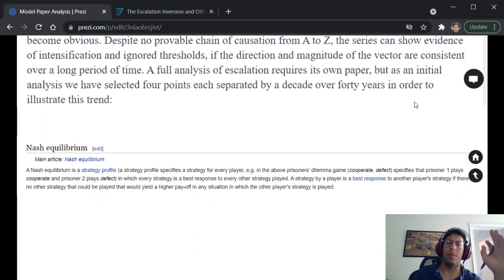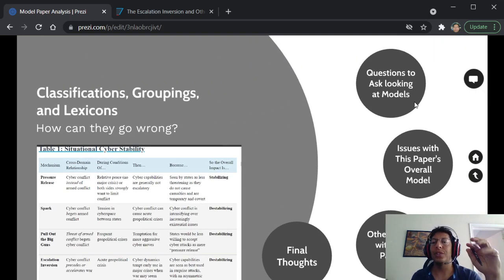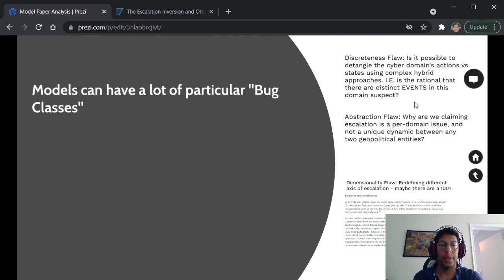Nash equilibriums, I want people to understand that where this math is going is not where it should be going. So you're going to start seeing this stuff, and it will start triggering you as you read more of these model papers. So let's talk about issues with this particular paper's overall model that you might have. These are my issues, but as you're reading it, you might have your own thoughts.